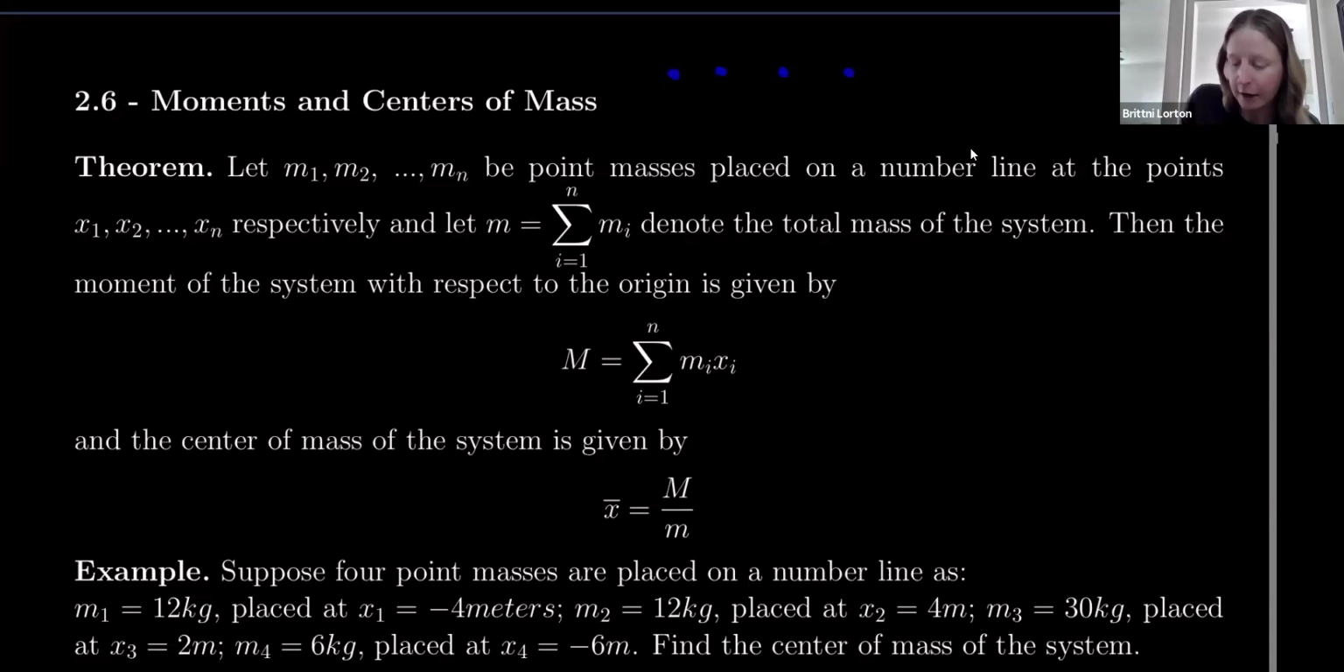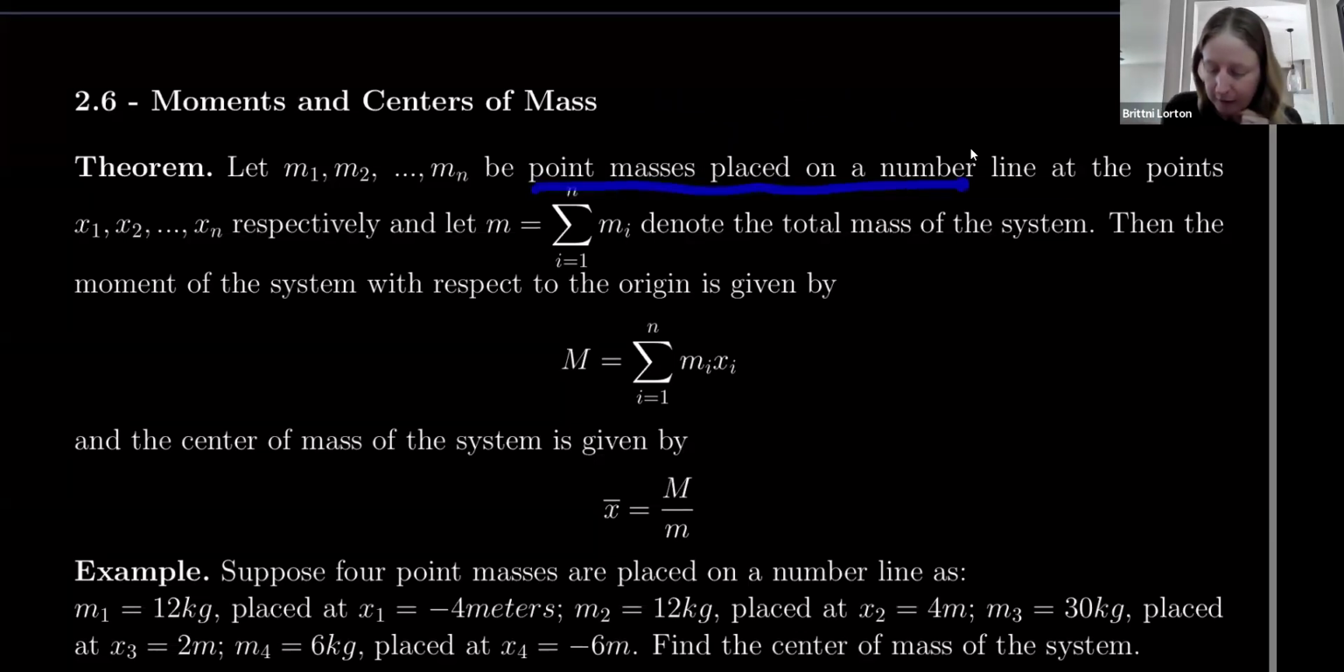If you have a point here, point here, point here, point here, all on top of some seesaw, some of those objects might be heavier than others. So maybe your pivot should be right here to balance the seesaw so it doesn't tip over one way or the other. That's the general idea. So those are called point masses placed on a number line.